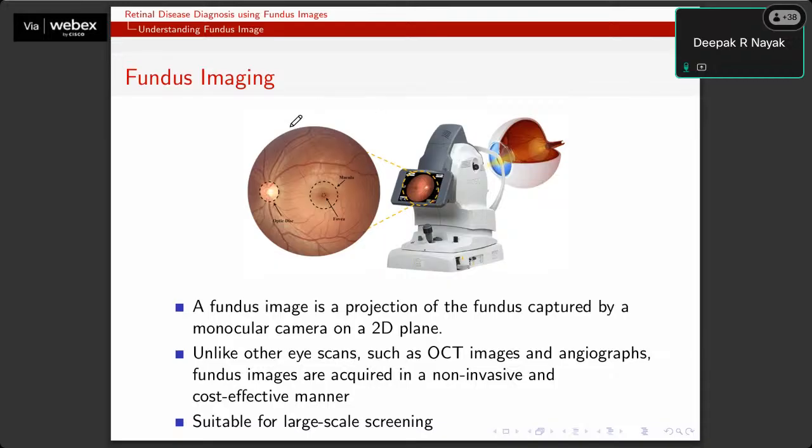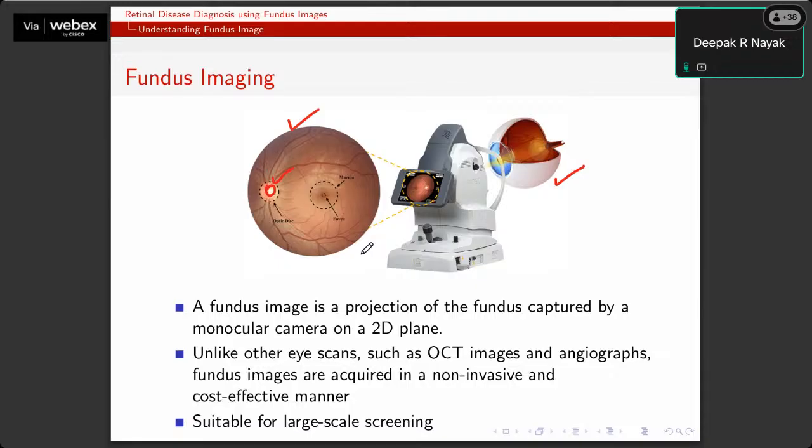So this is the output which we are getting from a fundus camera, right? And you can see this is, let's say, the human eye, and this is the machine, or you can say this is the fundus camera through which you can capture the projection of the fundus, right? And this is how the final fundus image looks like, where you can see this part is optic cup and this is optic disc. And these are nothing but known as macula and fovea, which I will discuss later on.